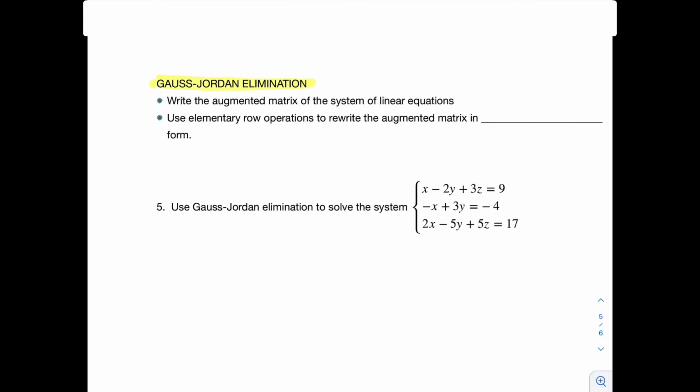So now we're going to learn our next technique called the Gauss-Jordan Elimination method. This is going to start the same as the Gaussian Elimination method. You're going to rewrite your system as an augmented matrix. Then you're going to perform your elementary row operations, but this time we're going to write the augmented matrix into reduced row echelon form. We're going to get it all the way down to reduced row echelon form. And then from that, you should go straight to finding your solutions. You will not need to do any back substitution.